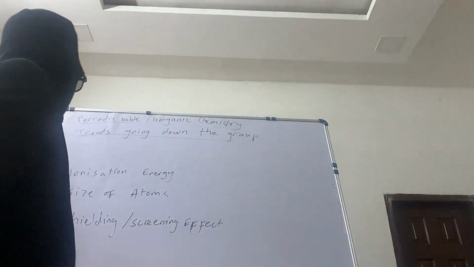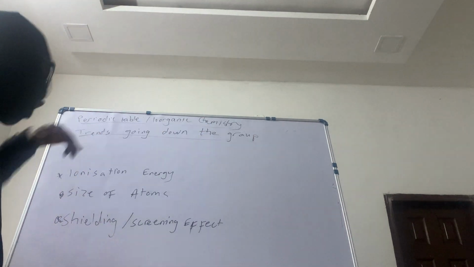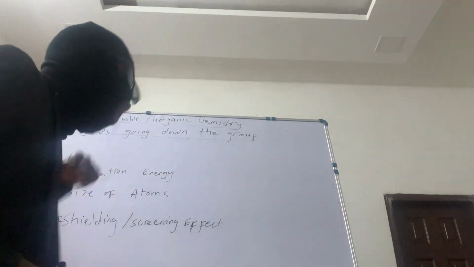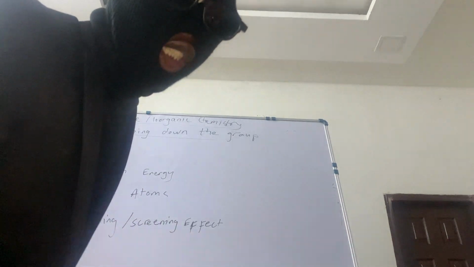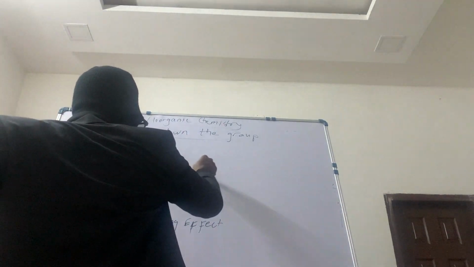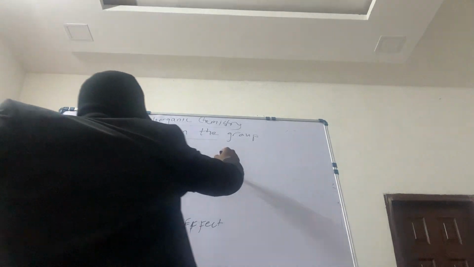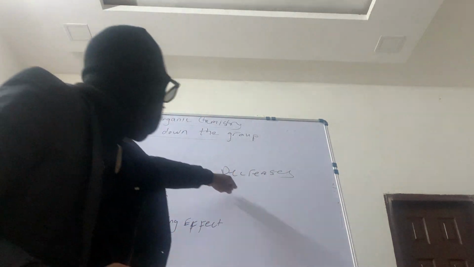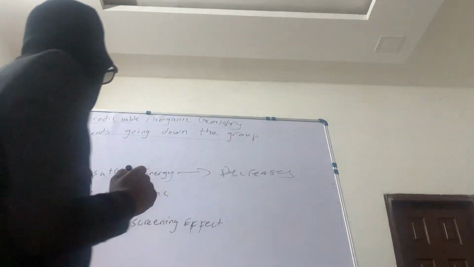Okay, as we continue from our previous lecture, we were describing the trends, what happens to the elements as we go down the group. Yes, we had talked about the atomic and ionic radius, and we had also talked about the strength of the bonds. Now we want to discuss the ionization energy, what happens to it as we go down the group. So basically what happens is that it decreases. But we want to see why the ionization energy decreases.